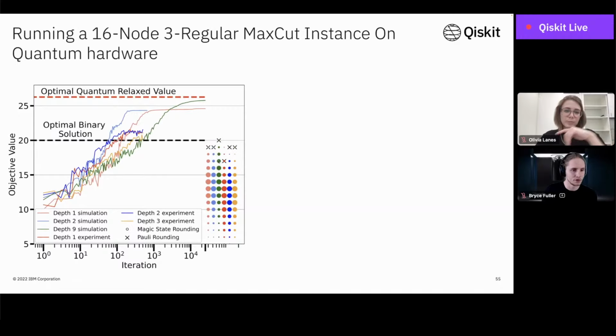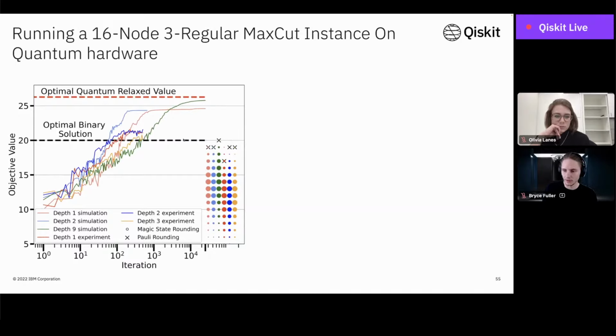For Pauli rounding, you just get one outcome, because I'm going to be taking an expectation value over the particular binary variables. So I take many, many shots, just like magic state rounding, but I'm using all of those measurements just to get one bit string. Whereas for magic state rounding, each measurement is its own bit string, if that makes sense. And you can see that these perform pretty well.